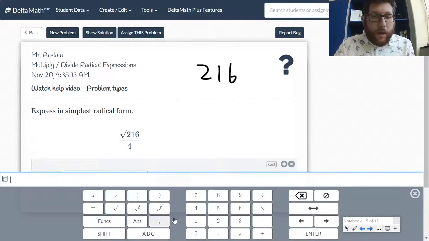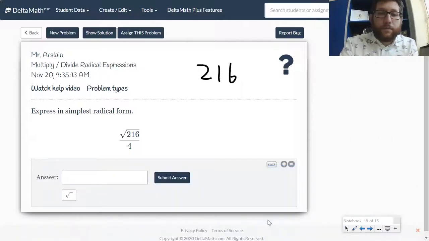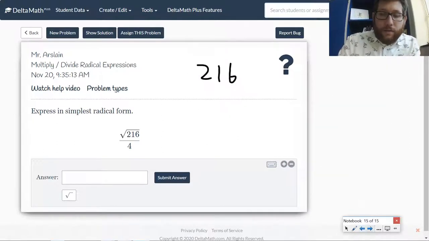So I'm going to do 216 divided by 16. 13.5. Okay, so 16 actually doesn't divide in. Okay, so if 16 doesn't work, we do know 4 is going to divide in, and I get 54. So let's go ahead and do that. So I've got, oh, sorry. I can split this up into 4 and 54.